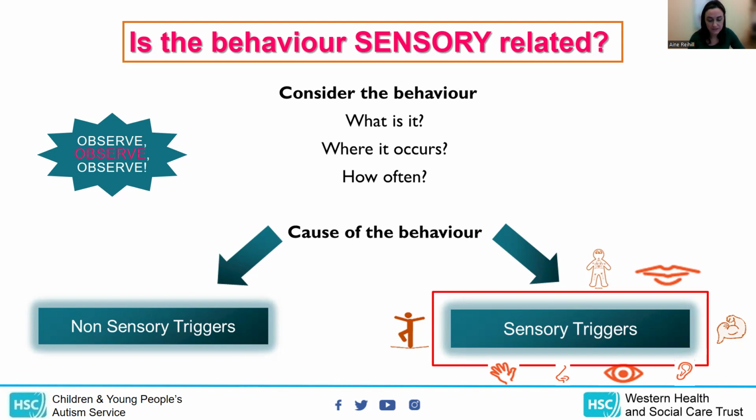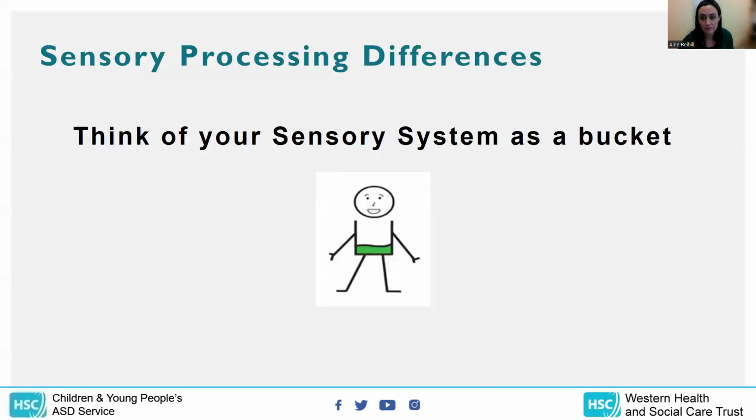If you establish a sensory trigger, then great. We will explore further strategies next. If the behaviour is not linked to a sensory need and is triggered by something non-sensory, then the strategies we outline in this session may not be effective for your child, but we do have other autism intervention sessions on behaviour, anxiety, or social communication, which you may find helpful.